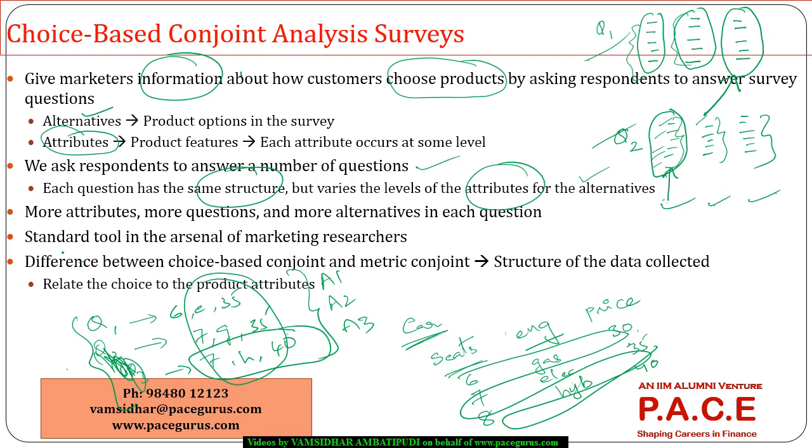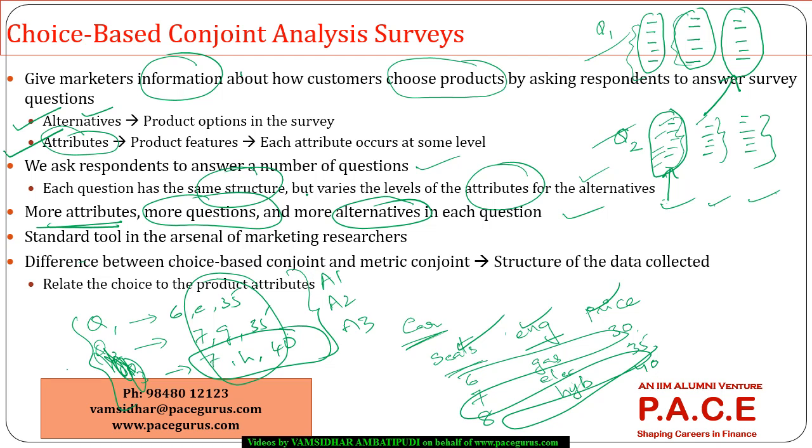If there are more and more attributes, and attributes are the features, the number of questions I would be asking would be much more. The number of alternatives in each question also could be higher. So if the complexity in terms of the number of features is increasing, my overall question design also becomes more and more complex, because the number of alternatives will increase and the number of attributes also will increase.